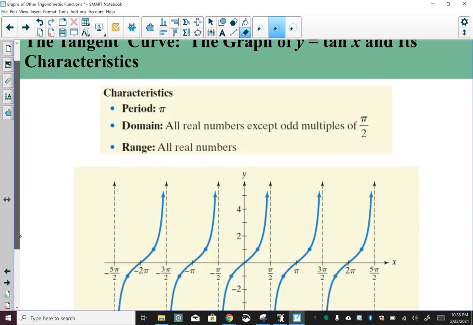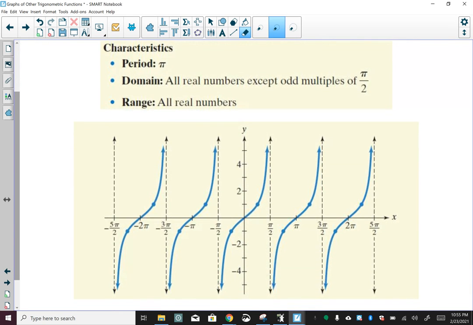So this just reiterates. On your tangent graph, you have a period of pi. Your domain is all real numbers except odd multiples of pi over 2. Here we have 1, 2, 3, 4, 5 cycles of tangent, and remember, your period's only a pi. So going from -5 to -3 is 1 full pi, and then from -3 to negative pi, and so on. These odd multiples of pi over 2 are where your vertical asymptotes are going to wind up being.